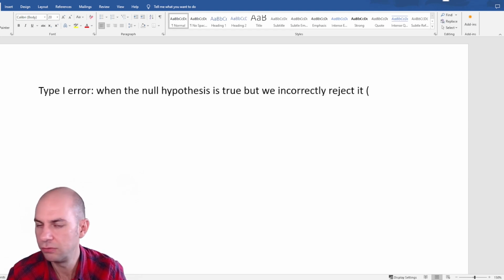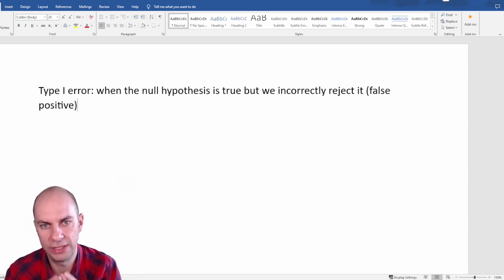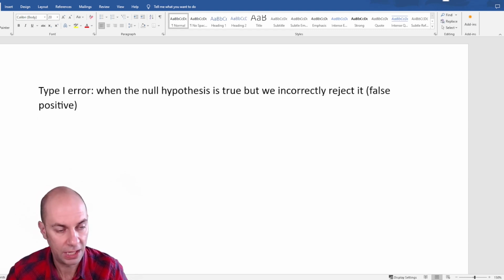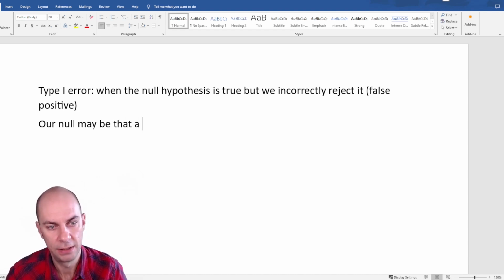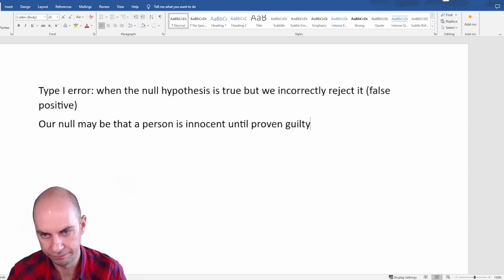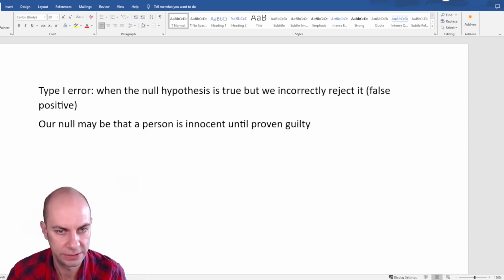Or this is also known in statistics as a false positive, right? We have a false positive result, okay? So to give you an example, perhaps our null may be that a person is innocent until proven guilty. Okay, that is our null. Null is person is innocent.